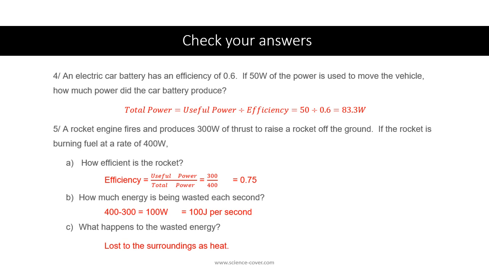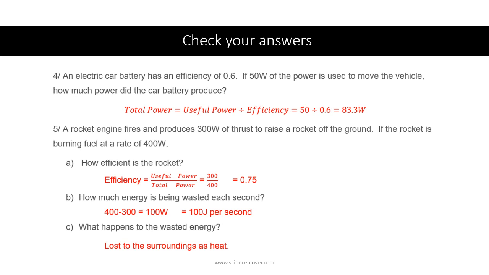A rocket engine fires and produces 300 watts of thrust to raise a rocket off the ground. If the rocket is burning fuel at a rate of 400 watts, how efficient is the rocket? Well, the efficiency is the useful power divided by the total, so that's 300 watts divided by 400 watts, which is 0.75.